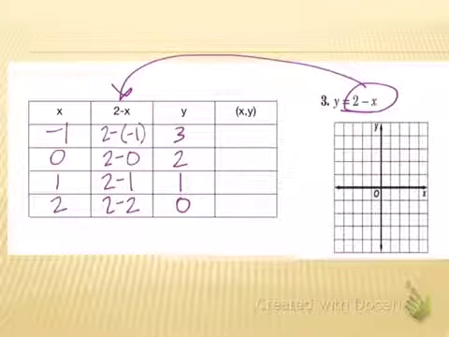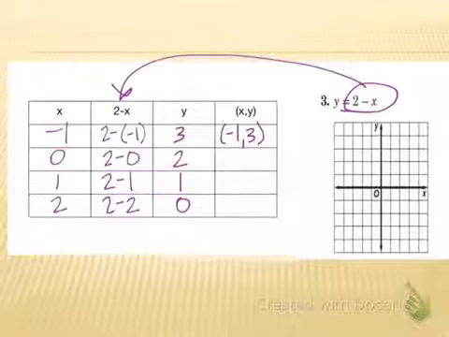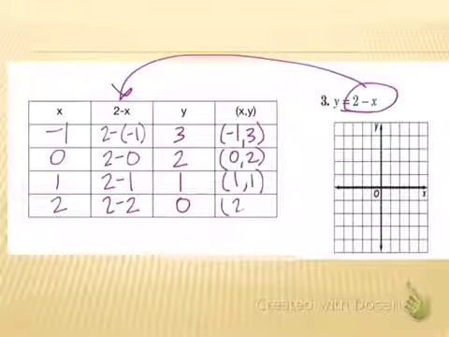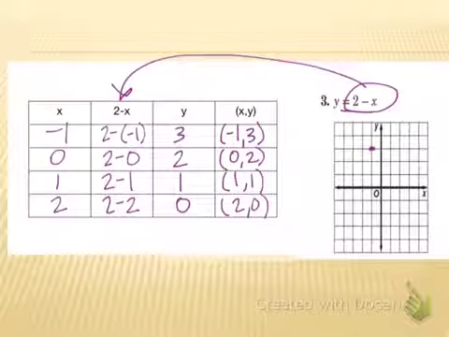Filling in our ordered pairs, we've got -1, 3, 0, 2, 1, 1, and 2, 0. Graphing these, -1, 3 tells me left 1, up 3. 0, 2 tells me don't move left or right, just go up 2. 1, 1 tells me right 1, up 1. And 2, 0 tells me right 2, and don't go up or down any, stay on that x-axis.